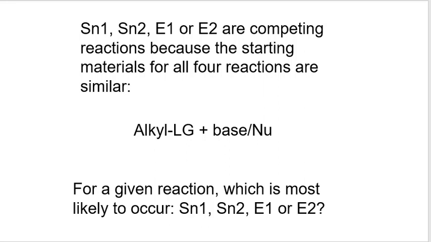So we've seen 4 different reaction mechanisms that all start with some sort of substrate with a leaving group on it, and then also a base or nucleophile. And we've seen that those overlap quite a bit. And so the question is, how do you tease out which one of those 4 mechanisms is most likely to occur so that you can figure out what the product is? Do you get an alkene or do you get a substitution product? And then what's that stereochemistry or regiochemistry going to look like?